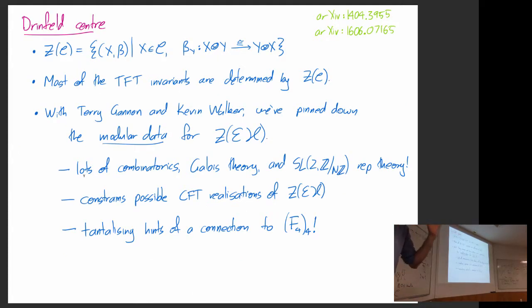Okay, Drinfeld center, we basically have pinned down in the last couple of years. We've worked out all the modular data, which is these S and T matrices. Anyone's ever seen those? There's some argument, lots of Galois theory and combinatorics and some representation theory. And the thing that studying the modular data has revealed is that there's a very, very strange-looking connection to the quantum group F4 at level 4. It's purely a numerical coincidence at this point that doesn't really hint at any constructions.